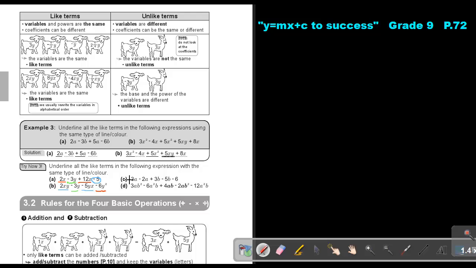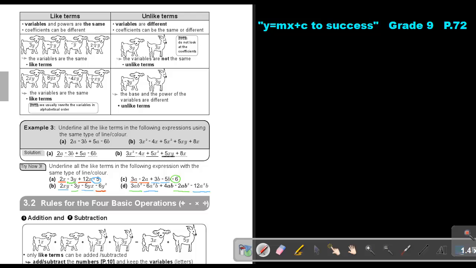Then number C, there's a 3a. Is there another a? Yes, negative 2a. Underline it from the sign. And then there is a 3b, and there's a negative 5b. And then the last one, that will be a negative 6. And then the next one, there's a 3ab squared. Let's look if there's another. Oh, it's a negative 2ab squared. And then the next one, it's negative 6a squared b and negative 12a squared b.